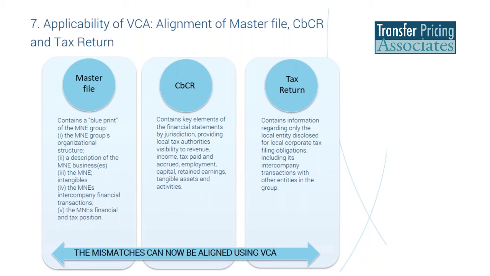The challenge now for the MNEs is that any disclosure, if made in one document, if that doesn't tie up with the disclosure made in another document, that MNE will face significant challenges, right? And when we look at value chain analysis, that value chain analysis can help us in aligning all five layers of documentation, which is master file, CBCR, tax return, local forms, and local files.